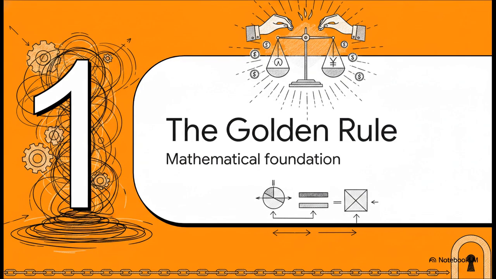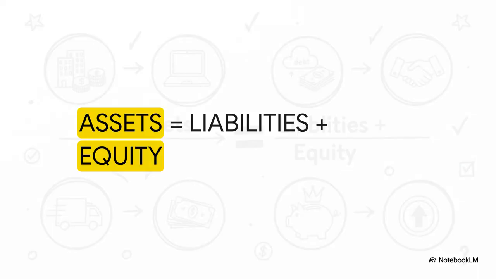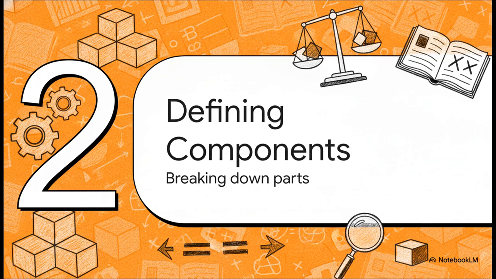All right, let's jump right into Section 1, the golden rule, which is the mathematical foundation of accounting. Assets equal liabilities plus equity. We are starting with a fundamental anchor of this entire training course. And this brilliant formula isn't just some industry convention or preference. No, it is literally the mathematical law of physics for business. Every single transaction your company makes, every single journal entry your team posts, must leave this equation perfectly balanced. No exceptions.